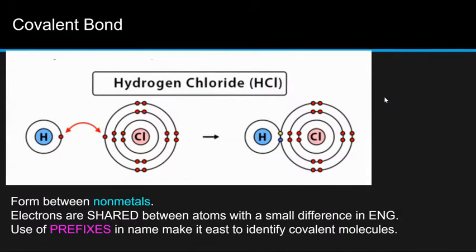A covalent bond forms between nonmetals. Electrons are shared between the atoms due to a small difference in electronegativity. Since they have equal abilities to attract electrons, nobody can take that electron, and thus they must share them. Covalent bonds are easy to spot within formulas because the prefix in the name makes it easy to identify covalent molecules.